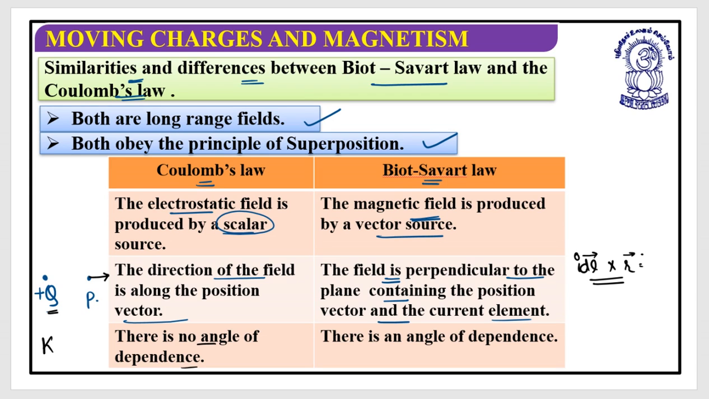It is simply kq by r square. No sine theta, no cos theta, no tan theta, nothing. Here there is an angle dependence: dB is directly proportional to sine theta, the angle between IDL and r. I hope this is clear. Is it clear? Any doubts up till now?